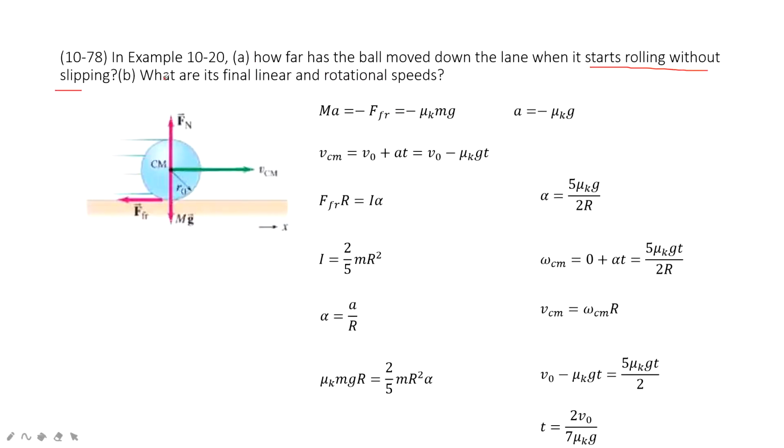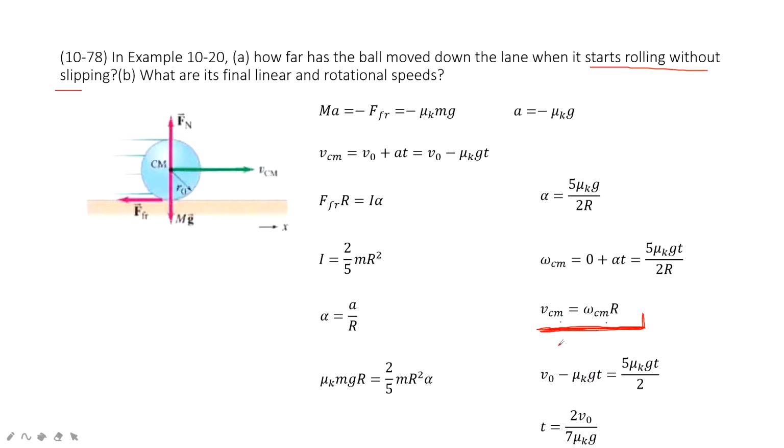This part is the content in example 20, so you don't need to write it in your homework. We can review it because we start from there. The requirement for rolling without slipping means the linear velocity and the angular velocity must satisfy this equation at that point in time. From this time, it's just rolling without slipping.